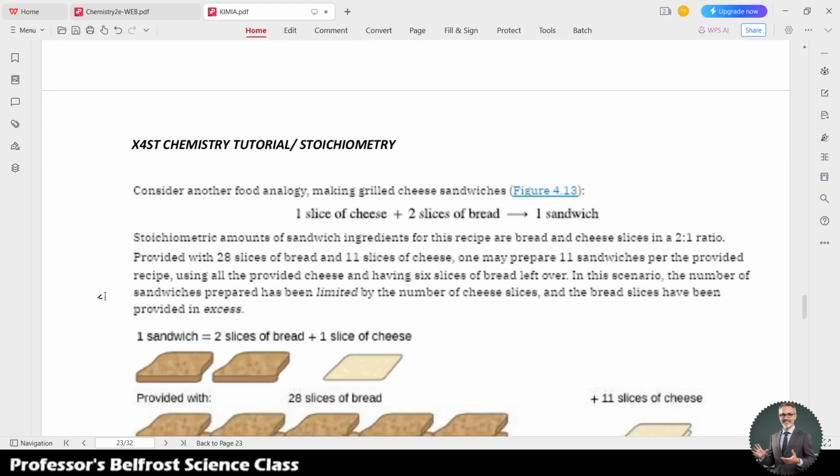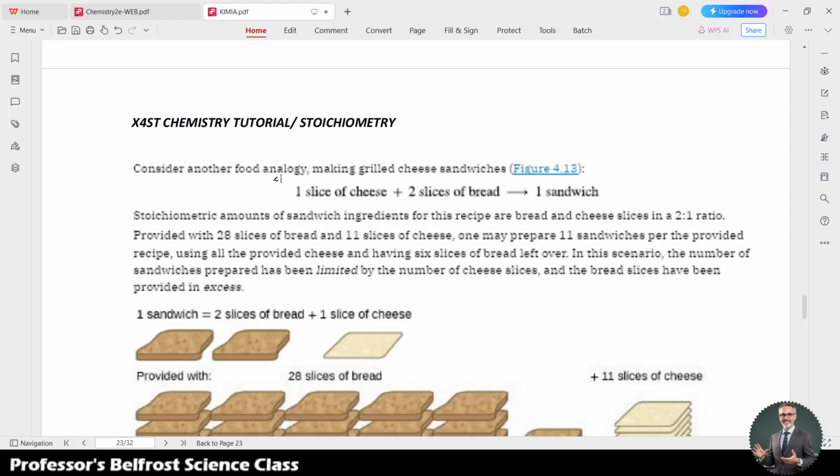Consider how we make a grilled cheese sandwich. One slice of cheese plus two slices of bread makes one sandwich. So the stoichiometric amounts of sandwich ingredients for this recipe are bread and cheese slices in a 2:1 ratio. If we have 28 slices of bread and 11 slices of cheese, how many sandwiches can we make at most? What is the maximum number of sandwiches we can make?